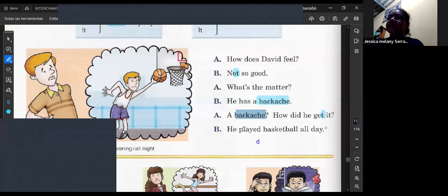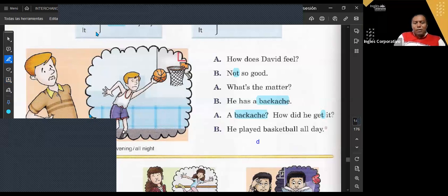A bad cake. How did he get it? How did he get it, right?